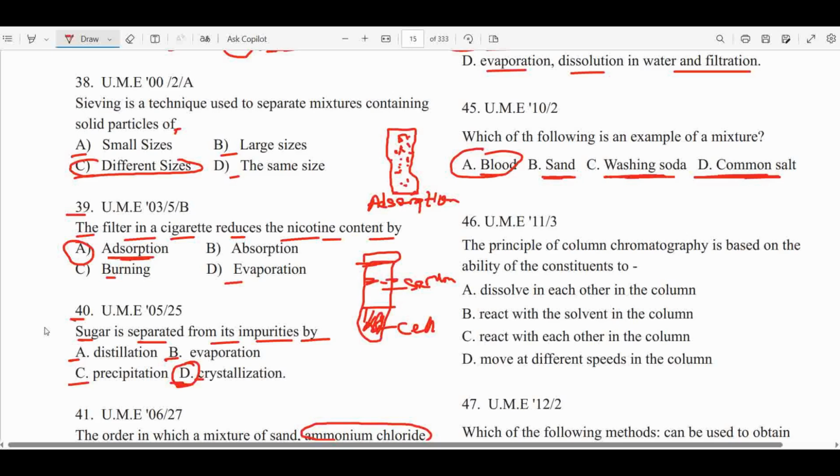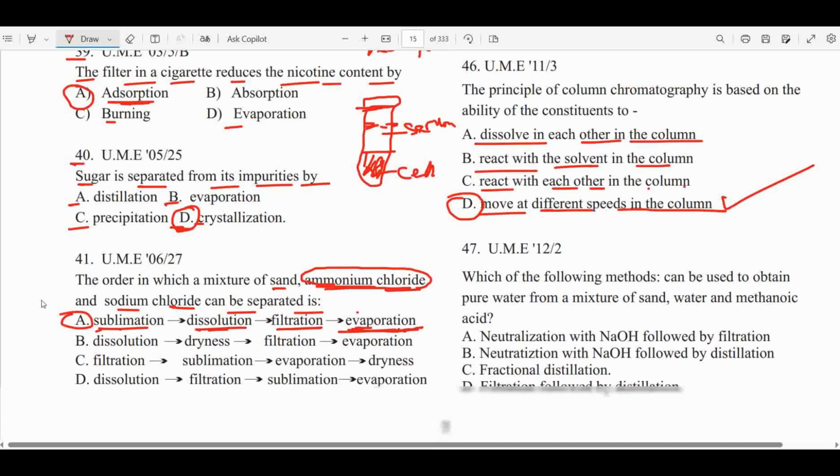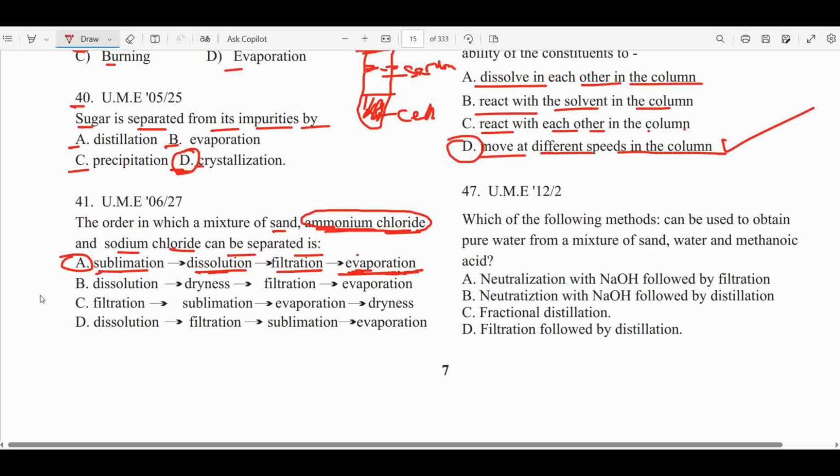Question number 46. The principle of column chromatography is based on the ability of the constituents to dissolve in each other in the column, react with the solvent in the column, react with each other in the column, move at different speeds in the column. Move at different speed. Remember, chromatography is based on the principle of differences in rate of movement over an adsorbent medium. And question 47, this is where we're going to stop.